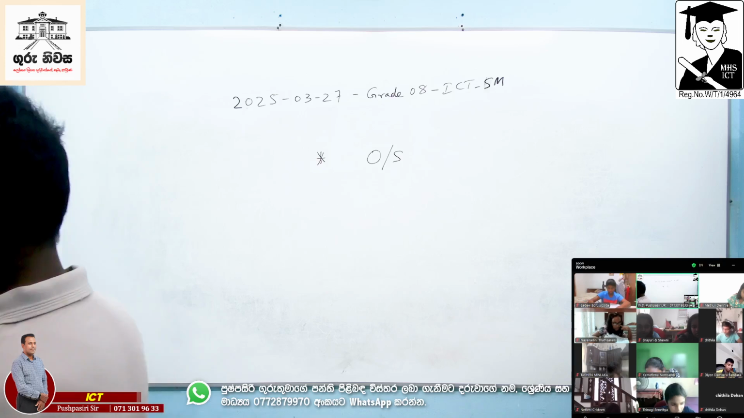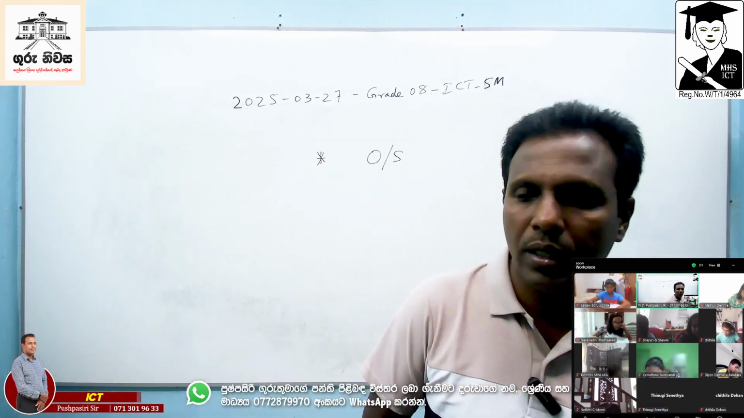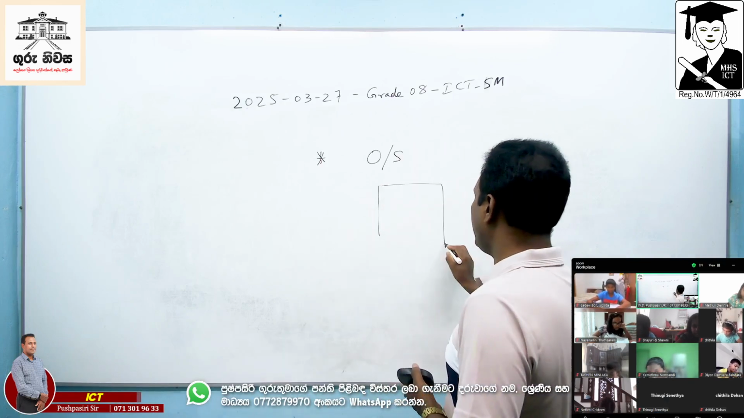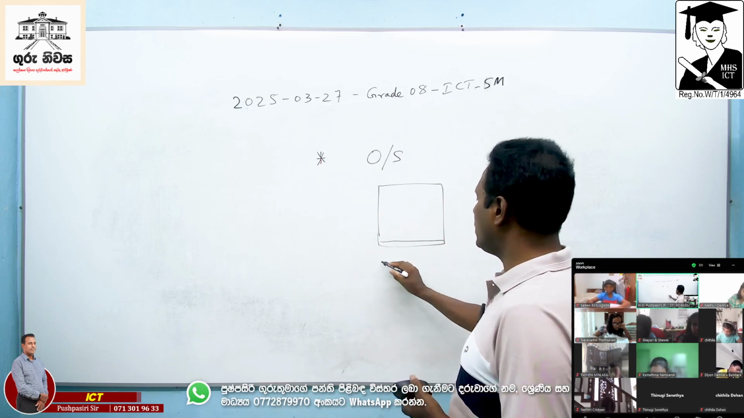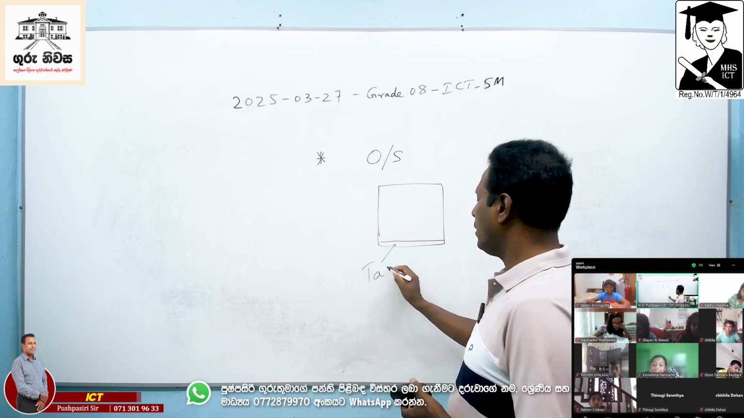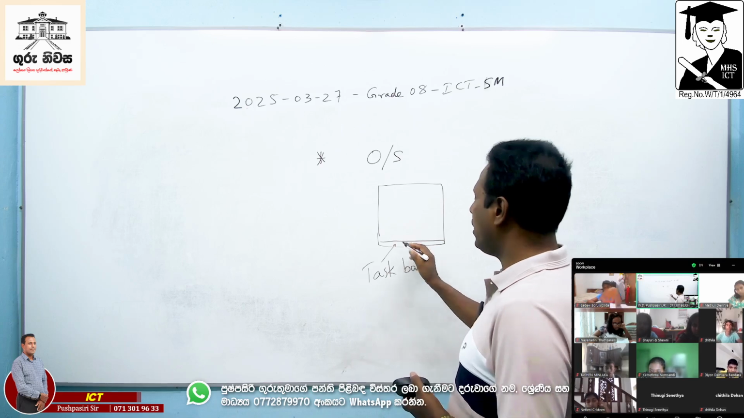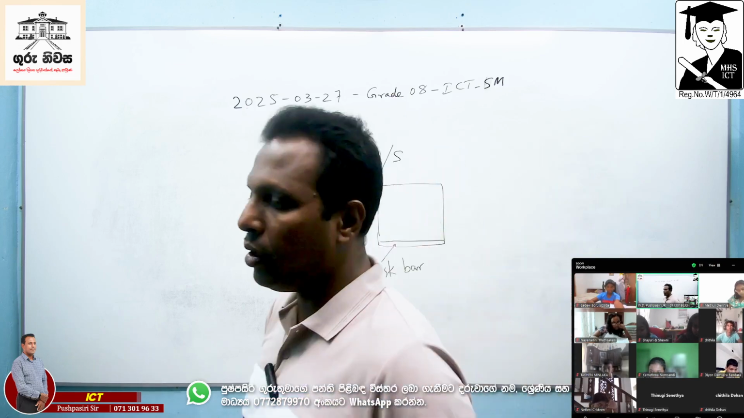Irresponsive taskbar. So you know what is taskbar? Now if this is a computer screen, here there is a small area. So this area is called taskbar. So this taskbar is not properly responding. That's what we call, right?